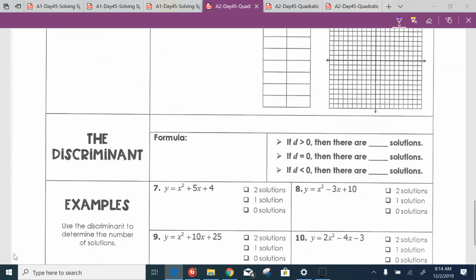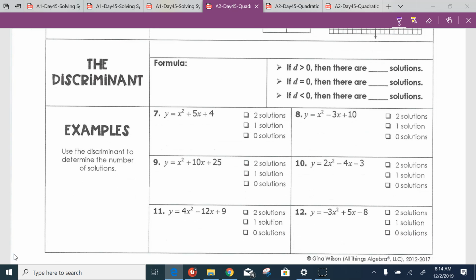I want to get to the bottom part on the back of my notes, which is the first big idea of this review, which is the idea of the discriminant.